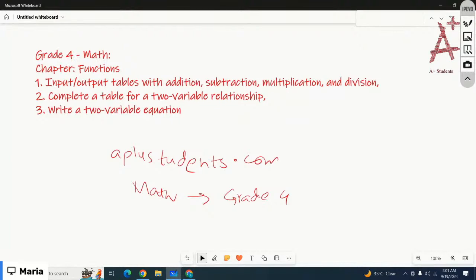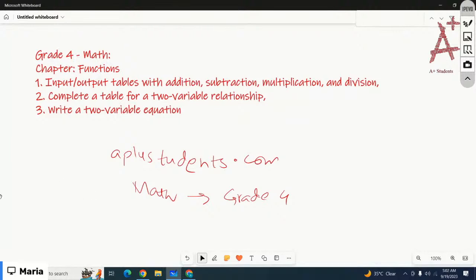We're going to start with the chapter Functions, and the lessons we're going to cover from the chapter are: input output tables with addition, subtraction, multiplication, and division; complete a table for a two variable relationship; and write a two variable equation, right? So let's start with the first lesson, input output tables with addition, subtraction, multiplication, and division.